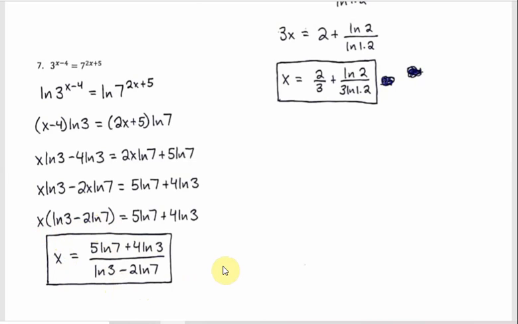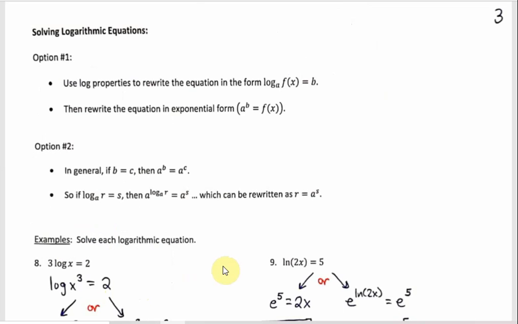So that's kind of crazy looking just because there's so many logs in there. But I actually think 7 is easier than 6. At least it feels easier to me. Maybe that's just my perception, but that's the way that I look at it.